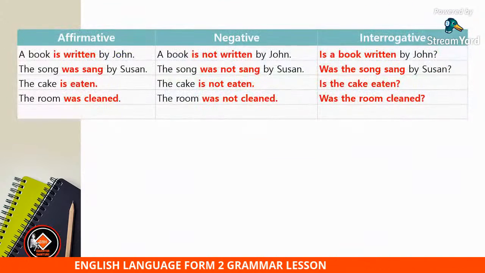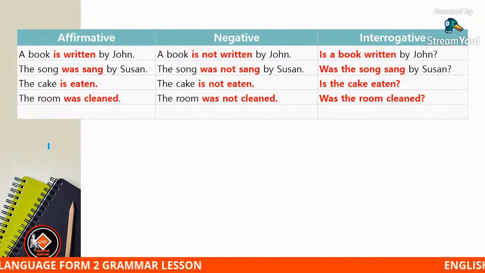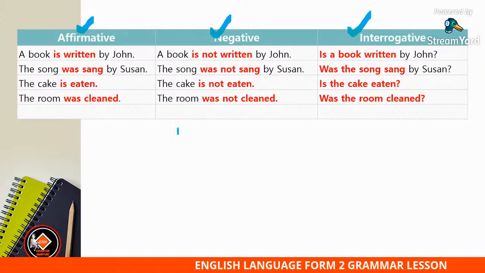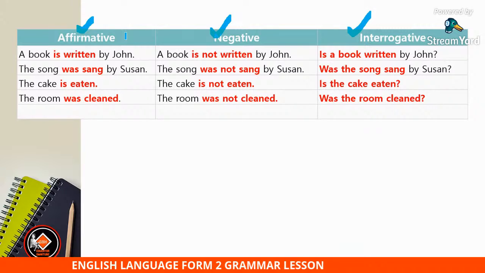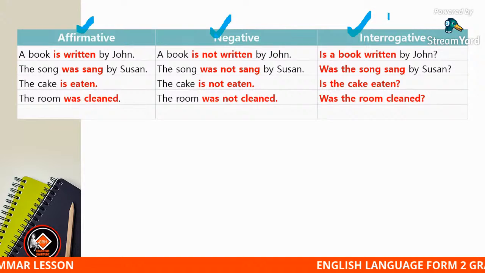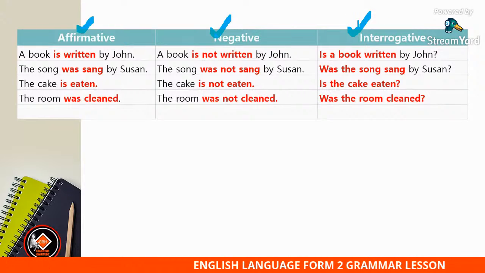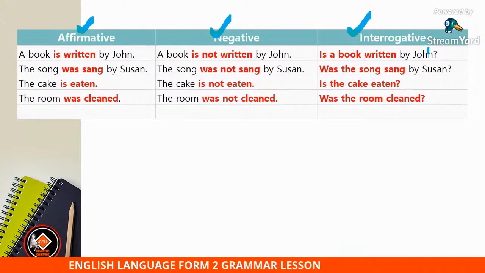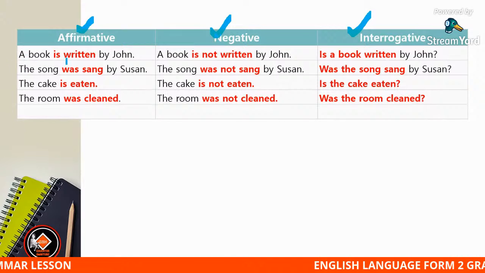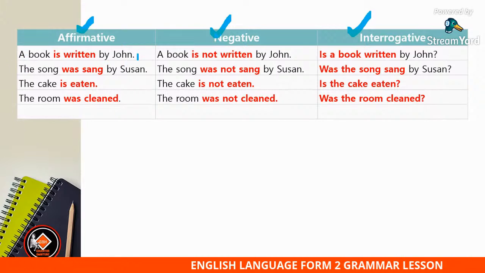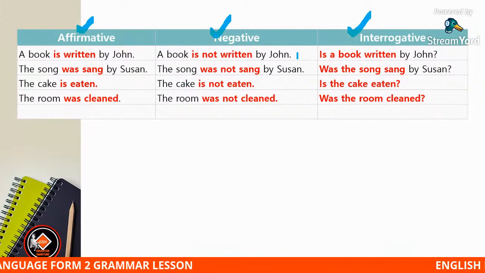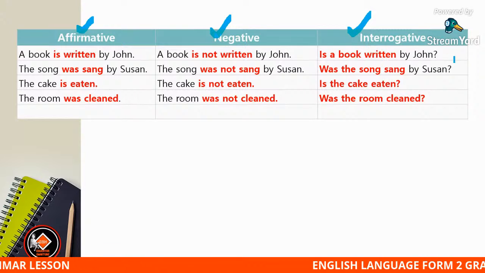Okay, next. In a sentence, we have affirmative, negative and interrogative. What is affirmative? Affirmative means positive sentence. What is negative? Negative is a negative sentence, with the word no, not. Interrogative is a question, so there will be a question mark. Okay, let's look at the first one. A book is written by John. Negative: a book is not written by John. Question: is a book written by John?